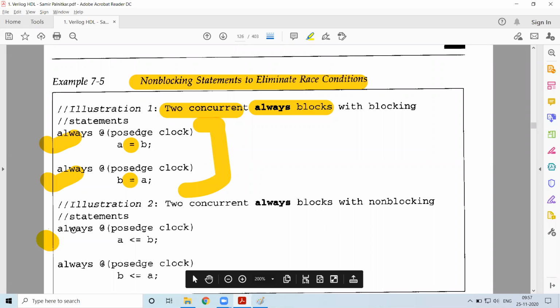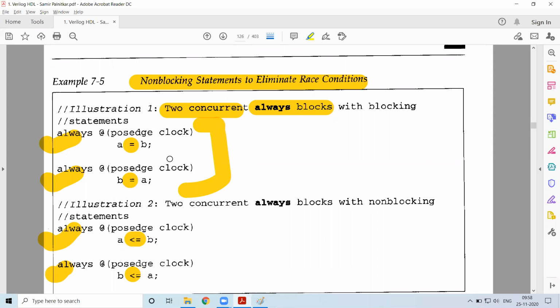Now, a similar thing happens even in these two cases also. Whether you're using blocking or non-blocking, we are unsure which block will be executed, because slightly earlier this statement might get executed, and after that this might go around. And since it is always blocked, they will be continuously executed.